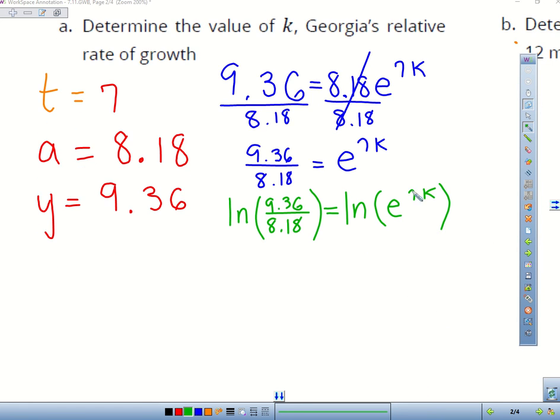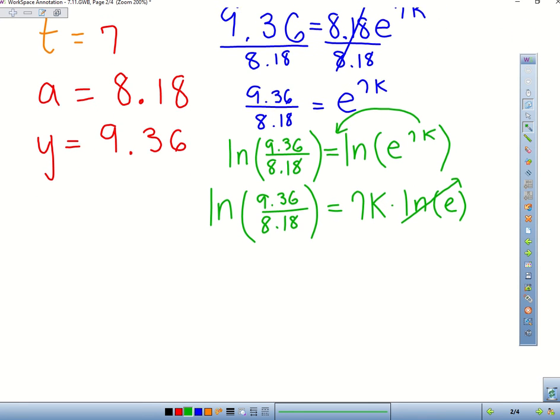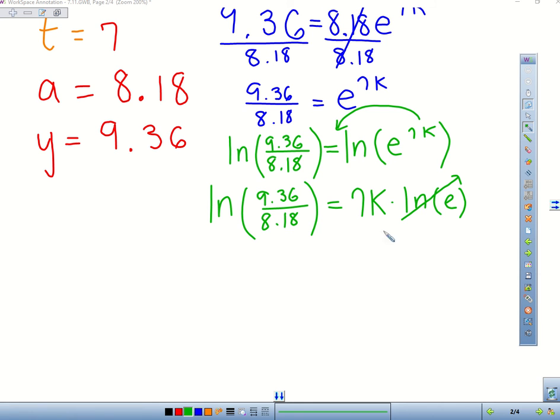And then what can we do with this exponent out front? Okay. Good. And then we end up with 7k times ln of e. What did we learn about ln of e yesterday? It's 1, so do I need to write it here anymore? No, I can get rid of it because it doesn't do anything. And then the last step to get k by itself is just to divide by 7, right?